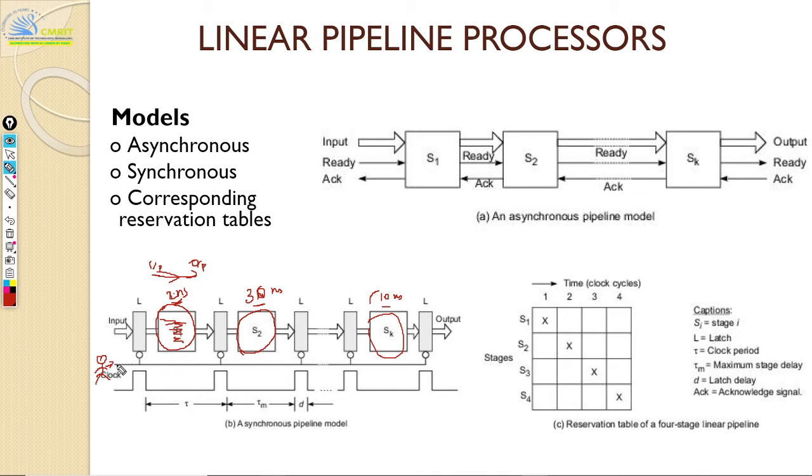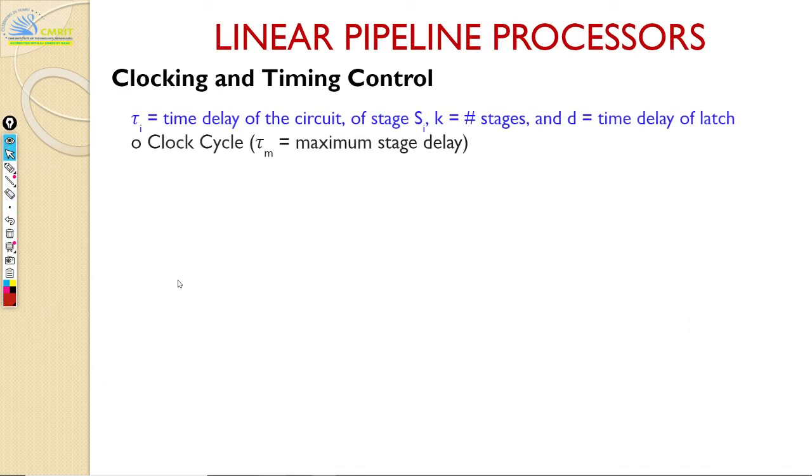Which means that your clock time period, the time between two clock pulses, should be as big as your maximum stage delay. Correct? Understood? Okay, so now let's go and check out some equations.